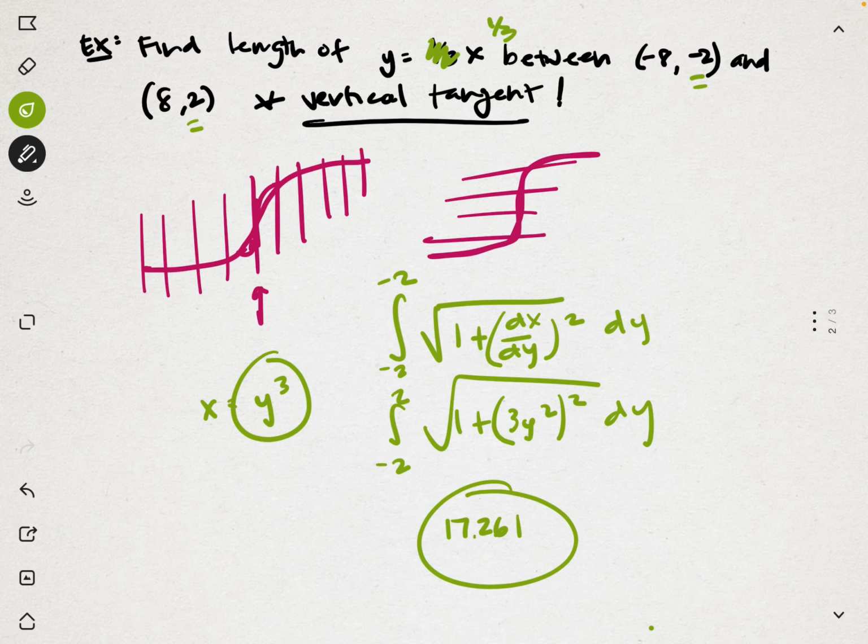Okay, so not too bad. Just be very careful if we have some kind of vertical tangent. If we're chopping it up by x, we might want to reconsider and chop it up by y, because it may give you the right answer in your calculator if you set it up in terms of x, but it may not. So just be very careful.